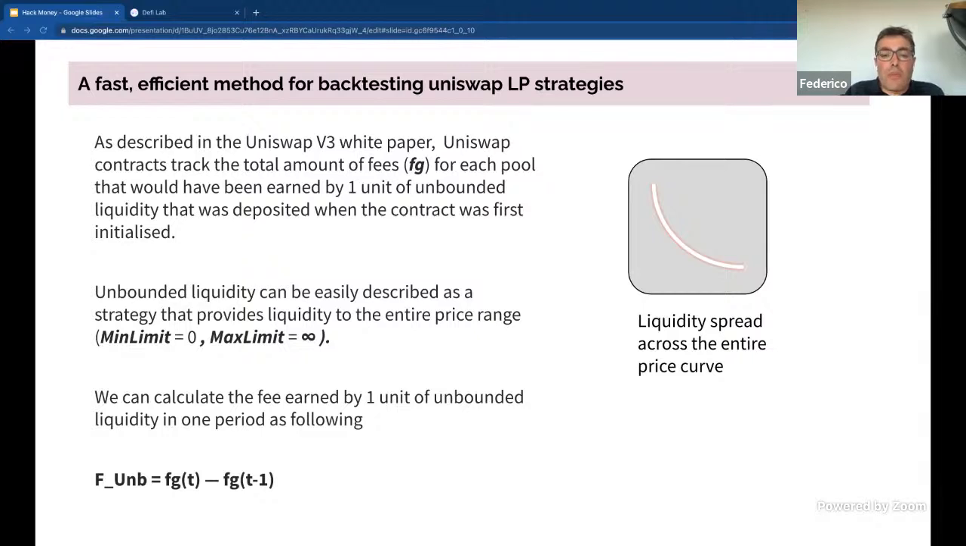If we track this value from the smart contract, then we can simply calculate the amount of fees earned by 1 unit of unbounded liquidity in a certain time frame as the difference between the value Fg at the end of the period and at the beginning of the period.